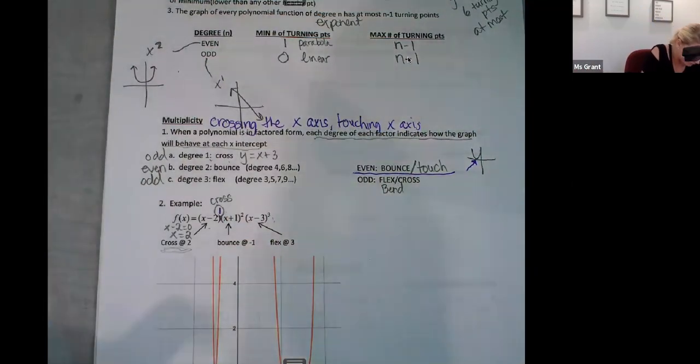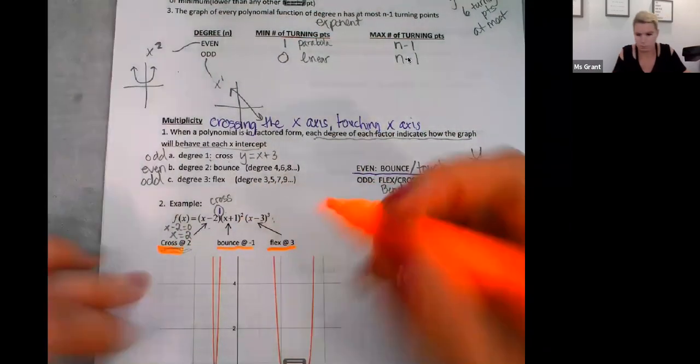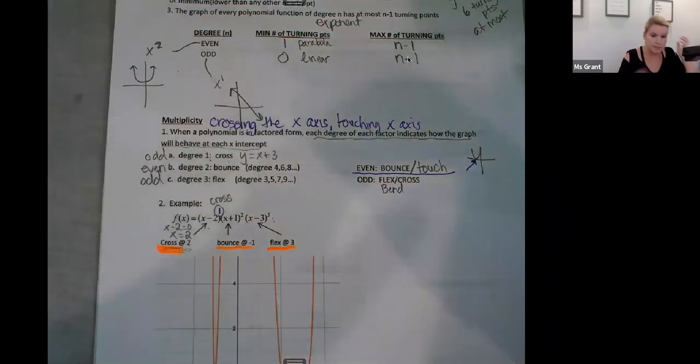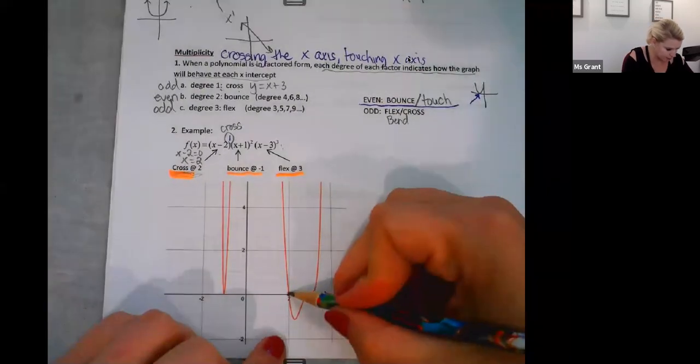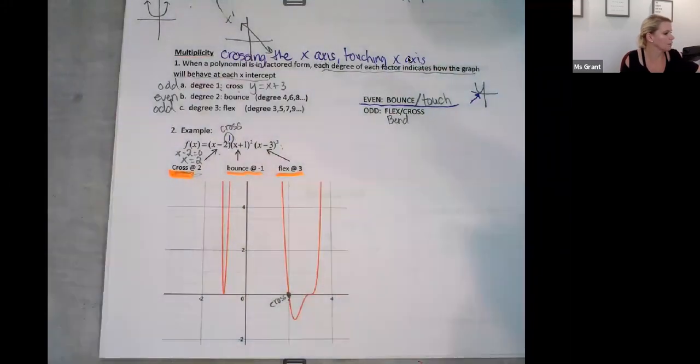These are all important right here. Okay. Let's make sure that it crosses at 2. Look at the graph. At 2, here it is. It crossed. Good.